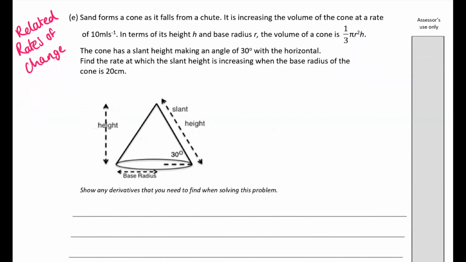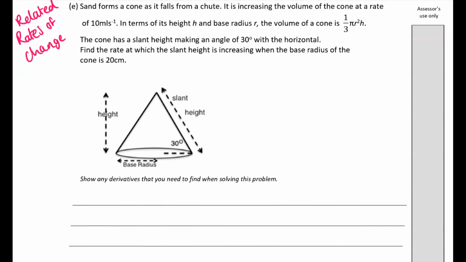Okay, we've got a fairly tricky related rates of change question now. Sand is dropping onto this cone shape and building up this pile of sand that's being modelled as a cone, and we're told a few bits of information about it. So let's step through and see what parts we can write down to be able to make a connected set of things we can do our related rates of change on. So we've got that the volume is increasing at a rate of 10. So dV by dt is equal to 10.